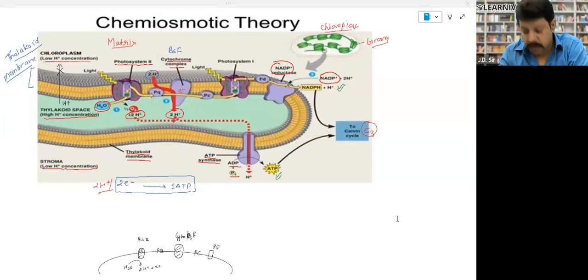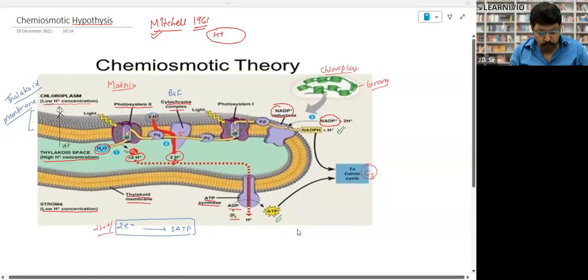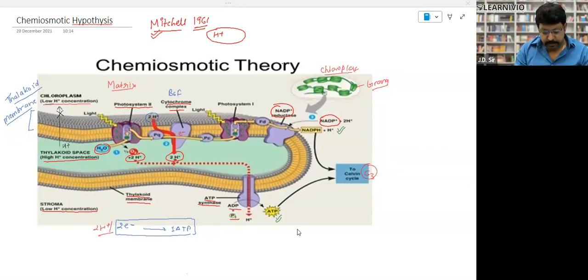The chemiosmotic hypothesis was proposed by Mitchell in 1961.